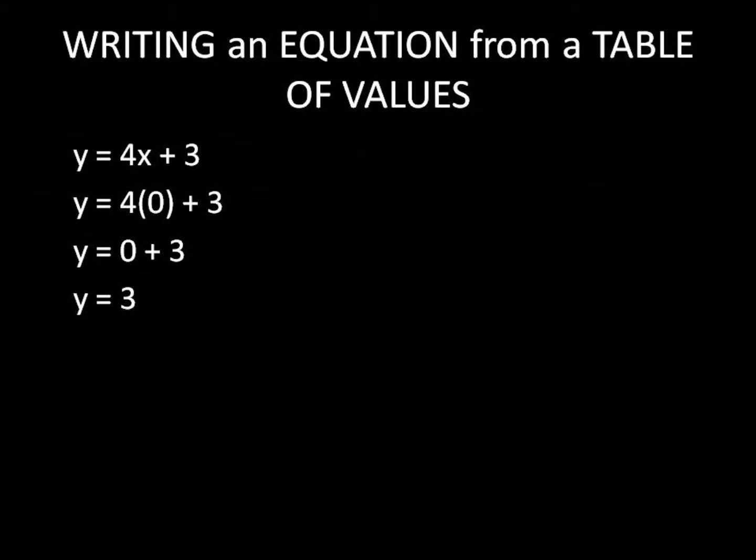Our first x value was 0. 4x plus 3 gives us 4 times 0 plus 3. Simplify 0 plus 3, y equals 3. So the point (0, 3) was true. In the second point, x value was 1. 4 times 1 plus 3 gives us 4 plus 3, which equals 7. Point (1, 7) was also true.